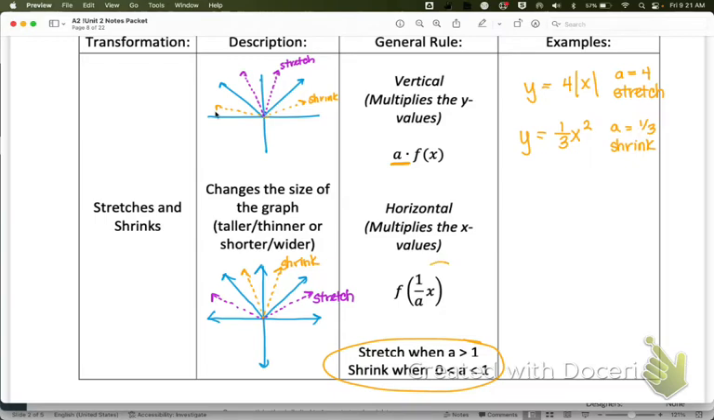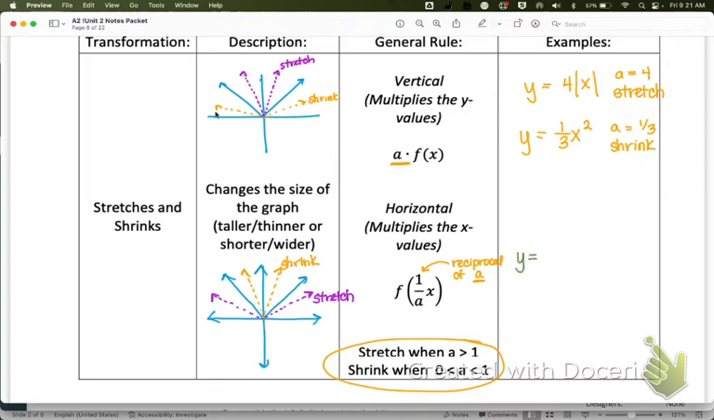So this idea here is we're not just multiplying by A. That 1/A means the reciprocal of A. Remember, the reciprocal means flip it over. So if I had 2/5, the reciprocal would be 5/2. So to figure out the A value, we have to flip the number that we see. So let's work with those same equations from up above, okay?